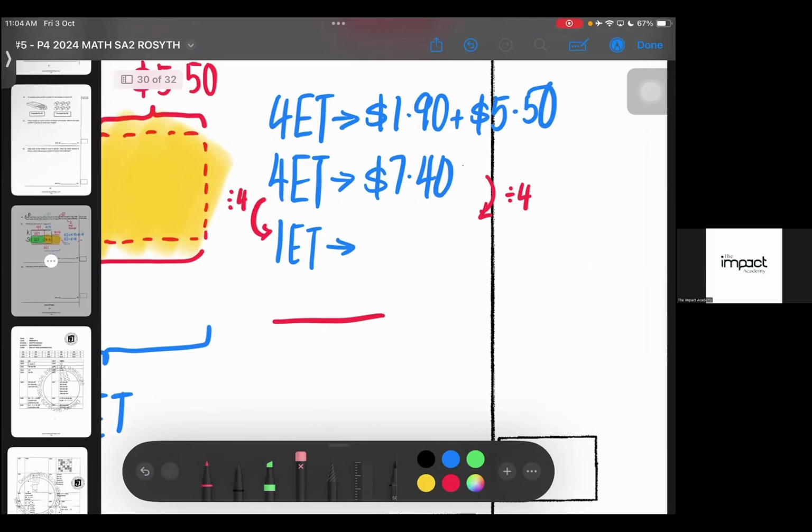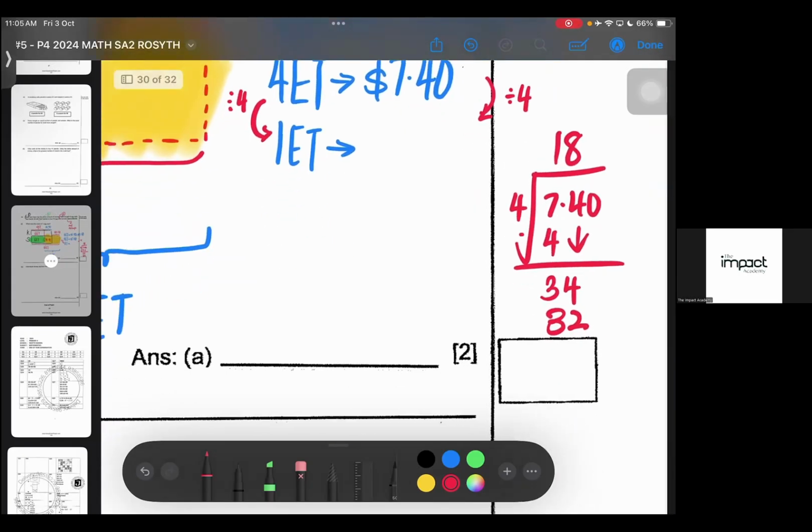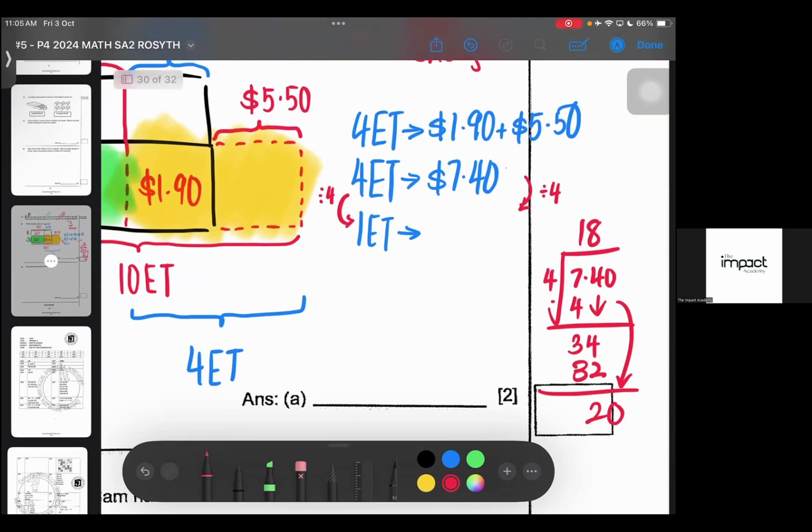Make sure you have $7.40 divided by 4. 4 into 7 is 1, 7 minus 4, you get 3. Bring down the 4. 4 times what gives me 34? 4 times 8 gives me 32. Right now, it doesn't bring me to 34. Very good, 1 more point for you. Then we got a 2 over here. We bring down the 0. 4 times what gives me 20? 5. Very good, 4 times 5 gives me 20.